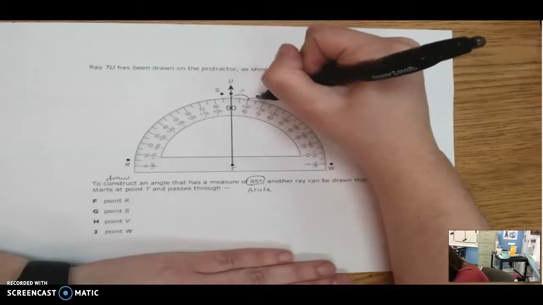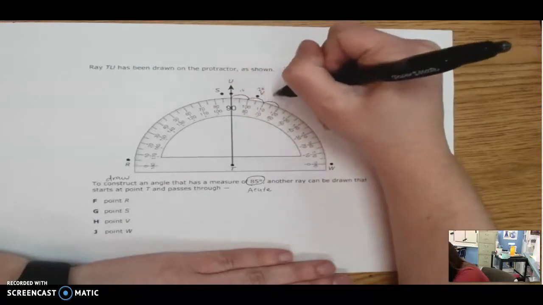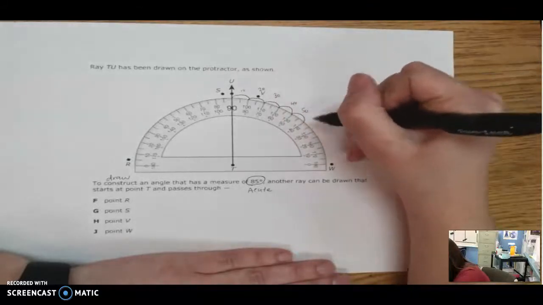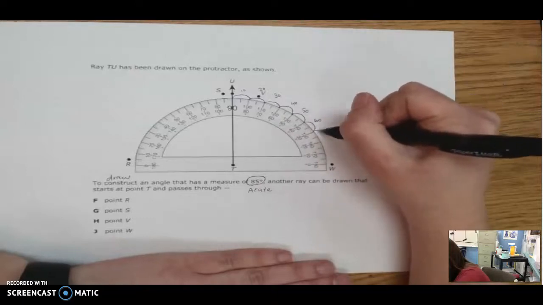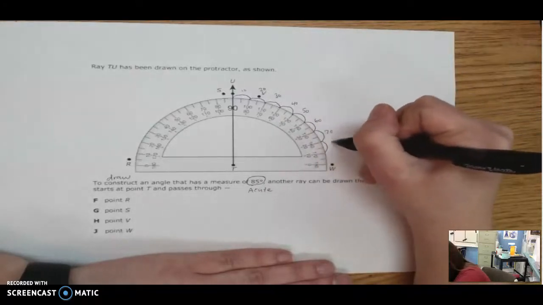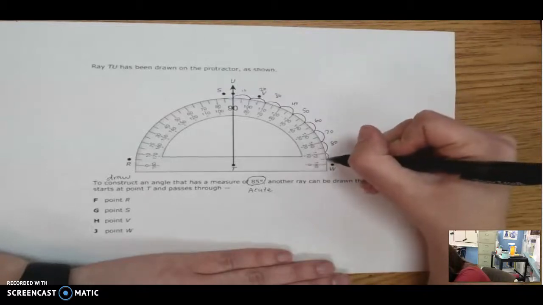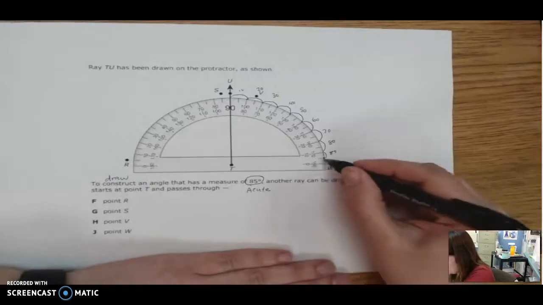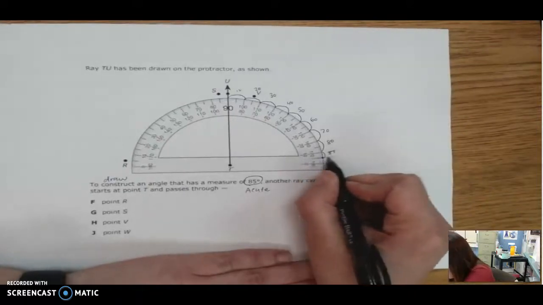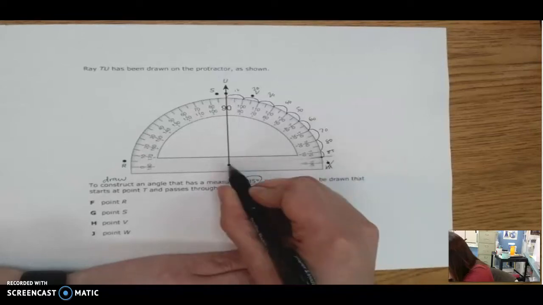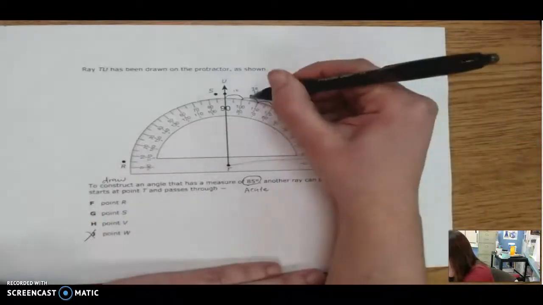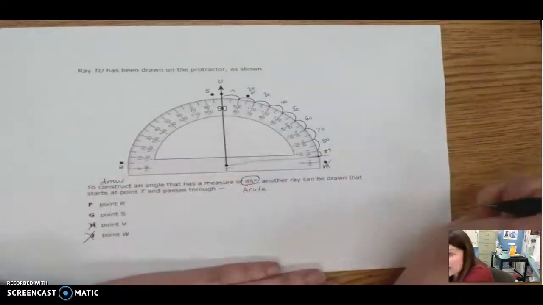So that's 10, 20, 30, 40, 50, 60, 70. Okay, here's 80, and 85 would be right here. Now, is there a point right here? No, there's not. So it's not this W one because it needs to be right here to be 85, and there's nothing right there. So it's not that W. I'm going to X that one out. I also passed this one. This V can't be that one either.